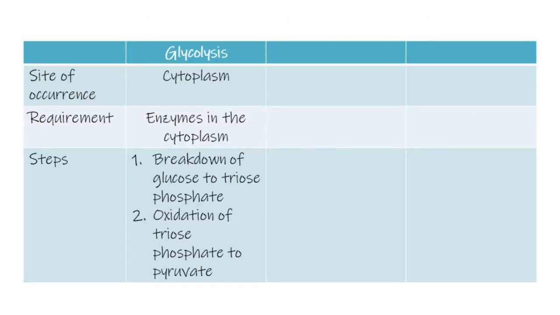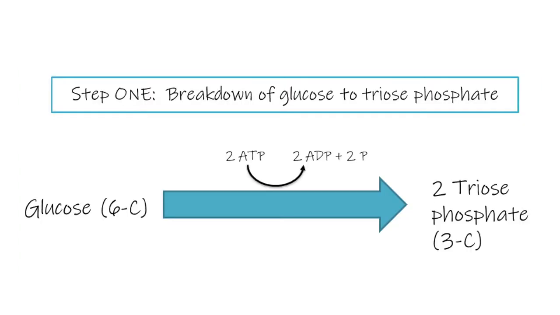Glycolysis is the first stage of aerobic respiration. It occurs in the cytoplasm and does not require oxygen. It involves two main steps catalyzed by enzymes in the cytoplasm. In glycolysis, glucose is first activated by phosphorylation, meaning addition of phosphate groups. The phosphate is provided by ATP.